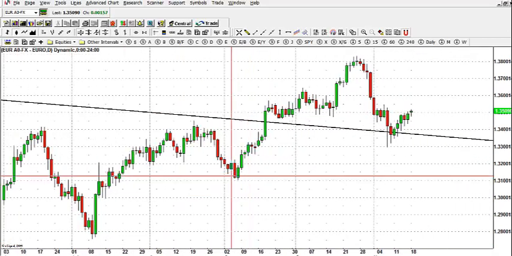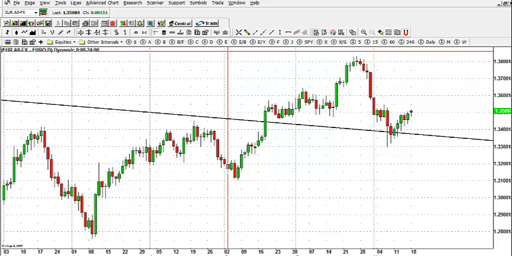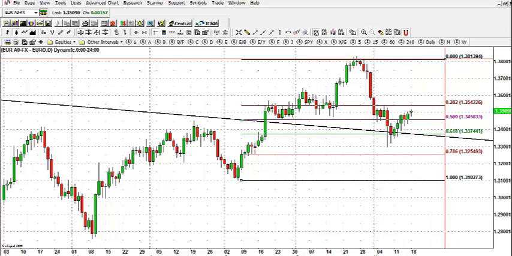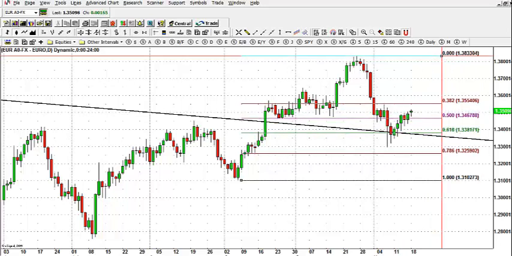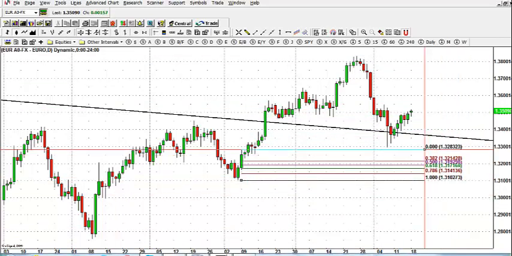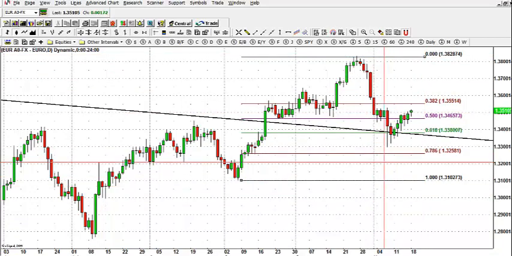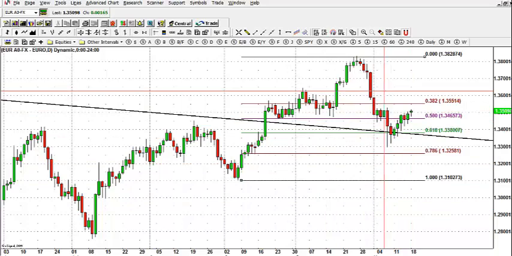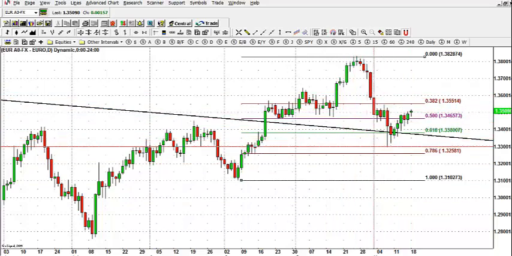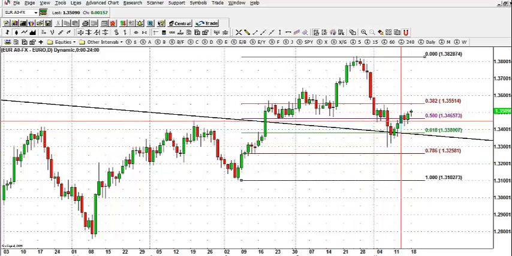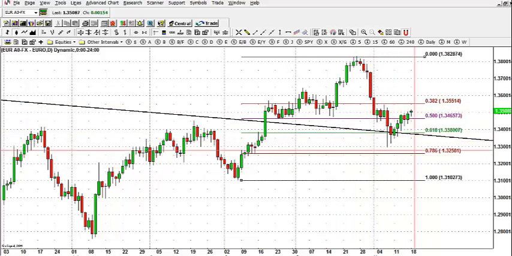Taking a look at the market also, we see that this level here also roughly corresponds to the 0.618 retracement level, between the 0.618 and 0.786 Fibonacci retracement. We see that the low was just above 133, and the 0.786 is 132.58. So it came within 40 pips of the 0.786.